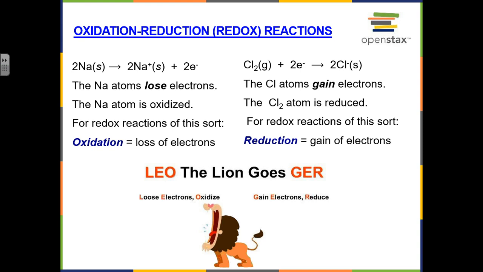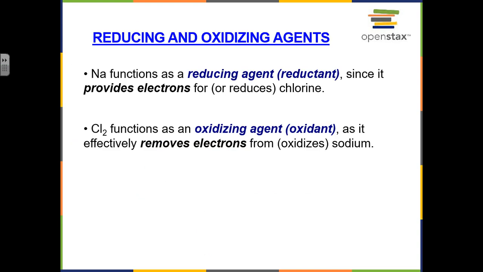Now, there's a popular mnemonic that helps people recognize the difference between oxidation and reduction, because it's important that you understand the concept. And that is "LEO the lion goes GER." The LEO refers to lose electrons, oxidized, where the GER refers to gain electrons, reduced, or gaining electrons, reduction. This is a very popular strategy I've seen people use to recognize the difference between oxidation and reduction.